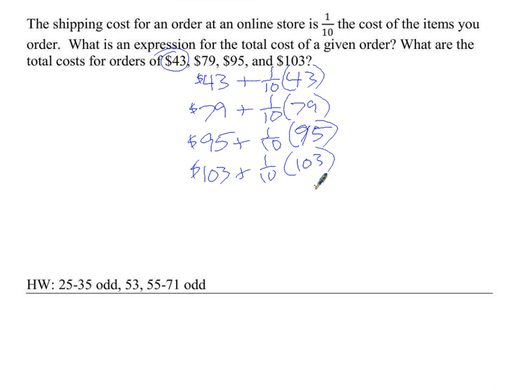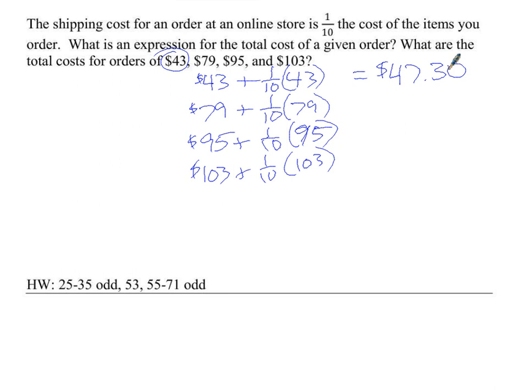Now 1/10 is an easy fraction to work with. If you divide something by 10, or if you multiply by 1/10, what happens to the decimal? It moves over one place, okay? So 1/10 of $43 becomes $4.30. So if I have $43 and I add $4.30 to it, what do I get? I have $43 and I'm adding $4 to it. 43 plus 4 is 47, and then I also have 30 cents. So $47.30.